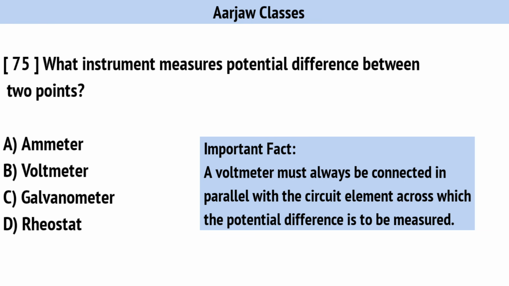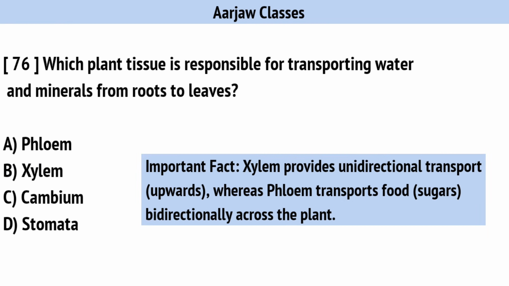What instrument measures potential difference between 2 points? Right option is B, voltmeter. Which plant tissue is responsible for transporting water and minerals from roots to leaves? Right option is B, xylem.